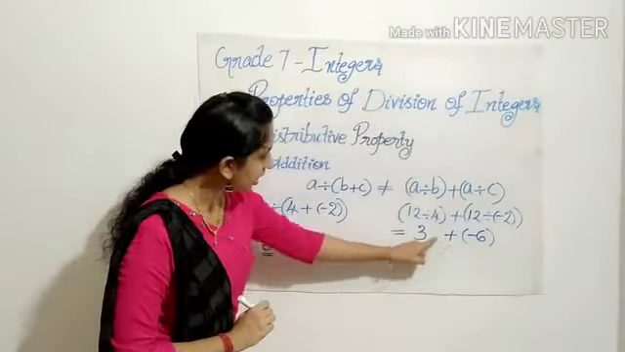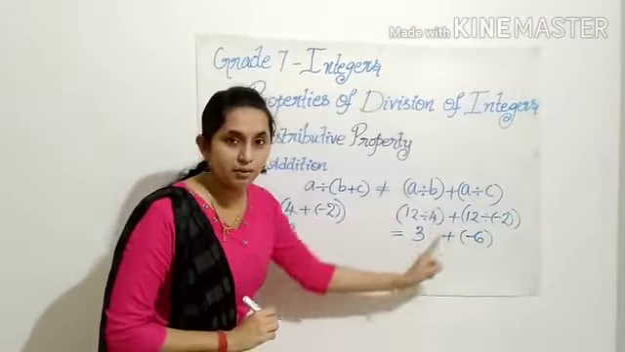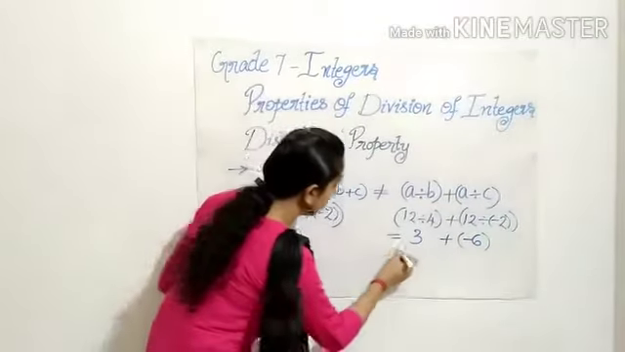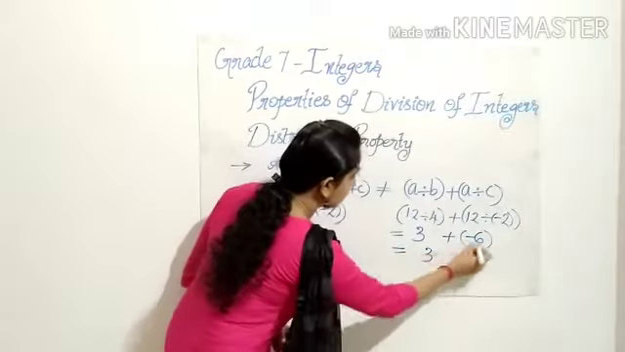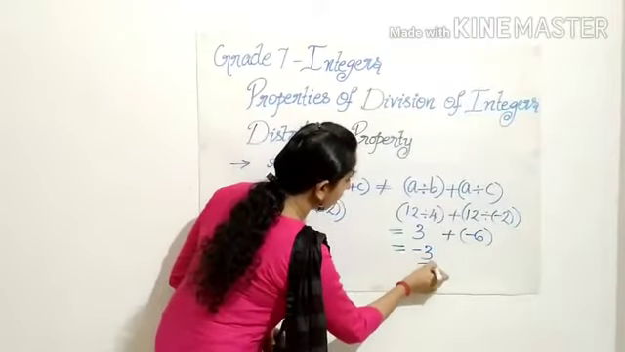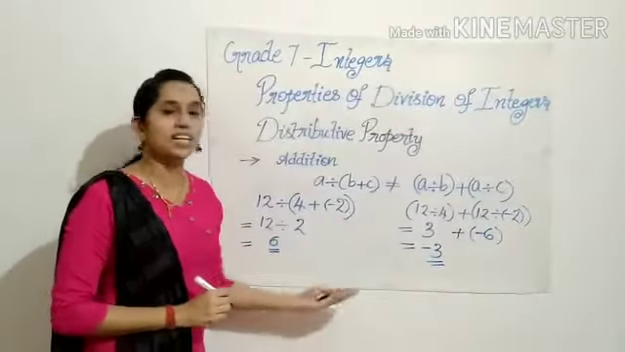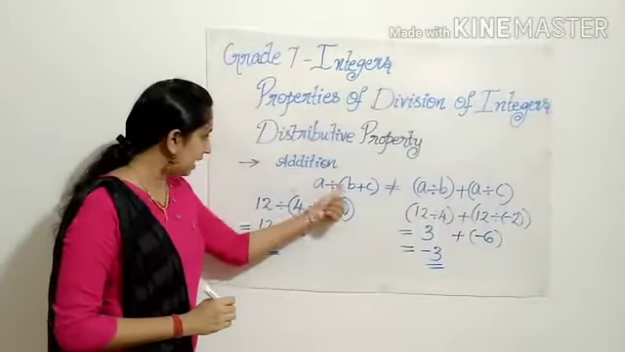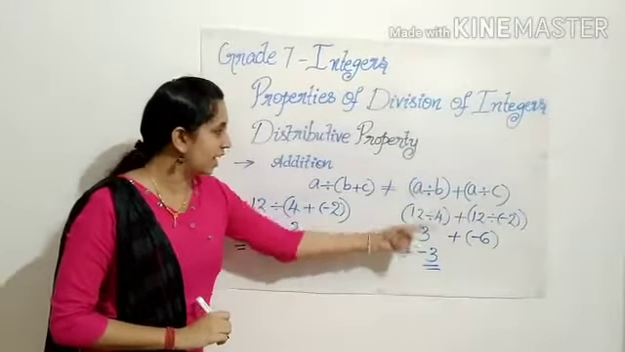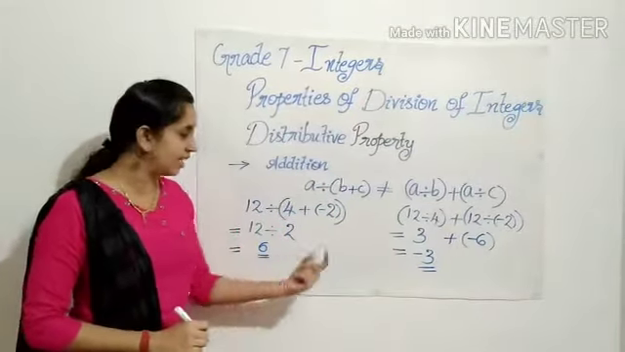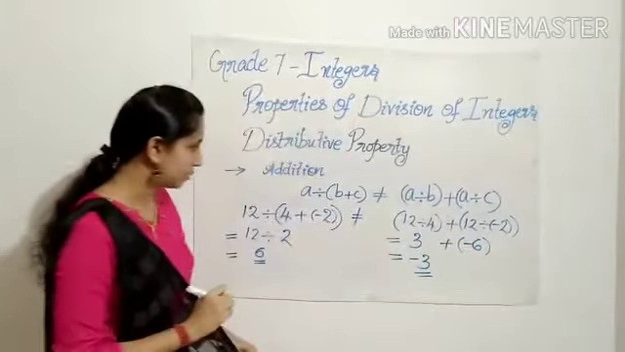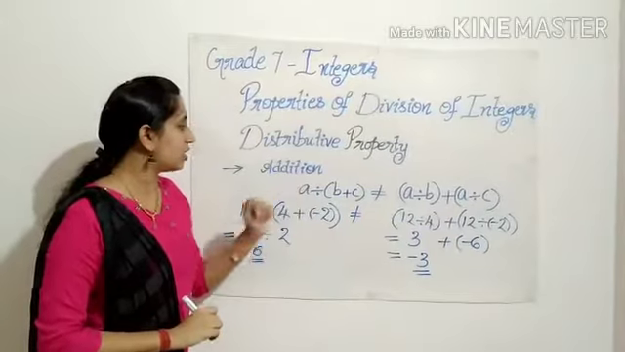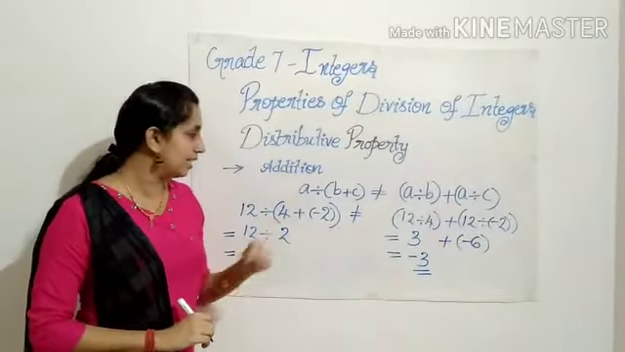And at last, 3 plus negative 6. Different signs, subtract and put the bigger number's sign. 6 minus 3 is 3, and the bigger is negative. So we got negative 3. Please see the answers here. In the LHS part we got 6. On the RHS we got negative 3. Are they equal, children? No. They are not equal. That means division does not distribute over addition.